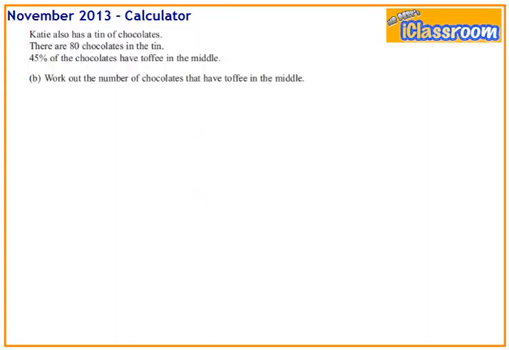Part B of this question, Katie also has a tin of chocolates. This time we're finding 45% of the toffee chocolates. So there are 80 chocolates in the tin, and we want to find 45% of them. Lots of different ways that we can do this. We can make use of the fact that this is our calculator paper, so 45%, that's the same as 0.45 when written as a decimal. So if I want to find 45% of 80, I can just do 0.45 multiplied by 80, and that comes up with my answer straight away of 36.